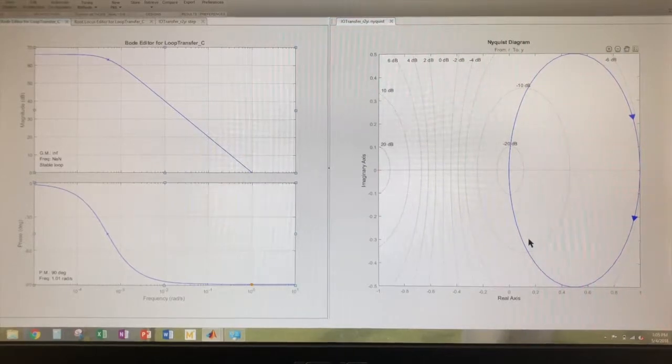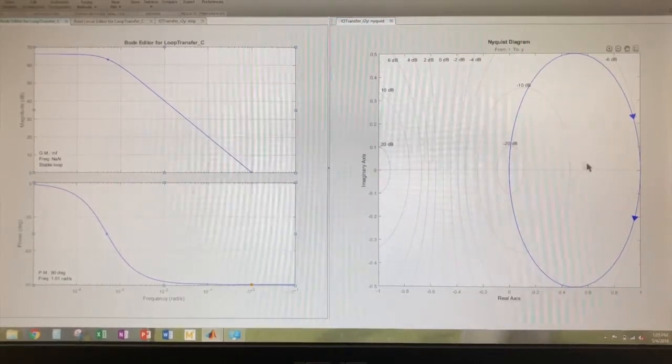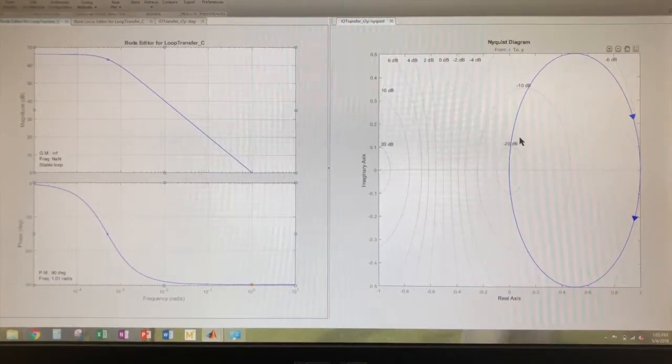Now, if we look over here at the Nyquist, notice that it does not encircle negative 1. Negative 1's over here. This thing exists entirely in the right half plane. This tells us that our system is stable.